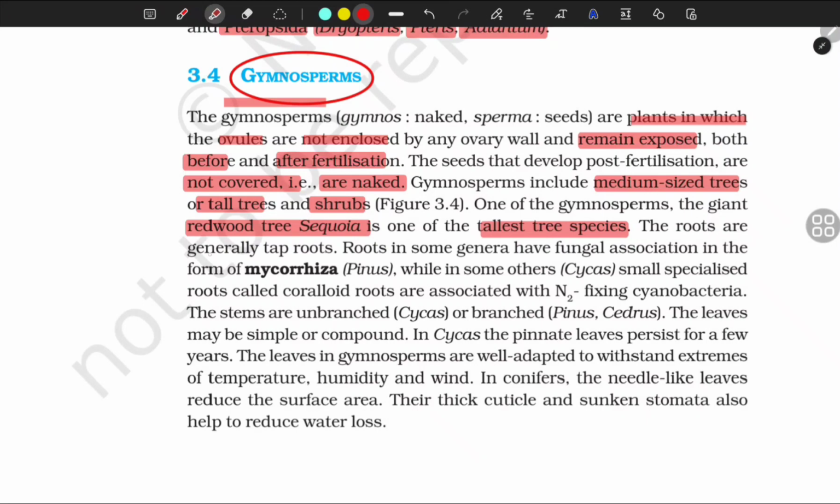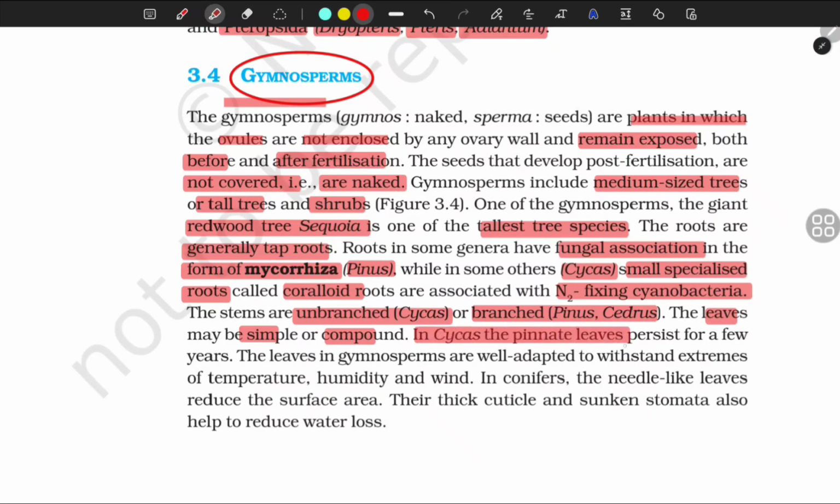The roots are generally taproots. Roots in some genera have fungal association in the form of mycorrhiza, as in Pinus, while in some other genera like Cycas, small specialized roots called coralloid roots are associated with nitrogen-fixing cyanobacteria. The stems are unbranched in Cycas and branched in Pinus and Cedrus. The leaves may be simple or compound. In Cycas, pinnate leaves persist for a few years.